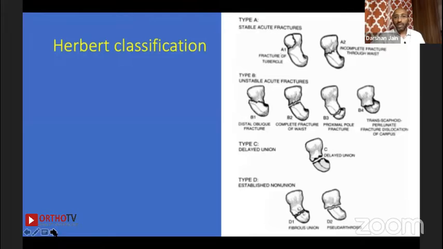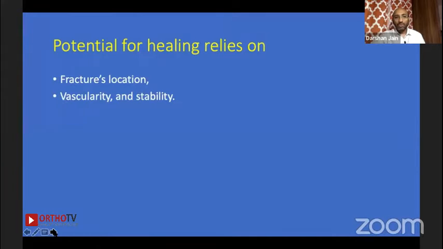Another classification is by Herbert's, which is basically, as I told, based on stability. It is classified as stable acute fractures or unstable acute fractures. And further classification goes into C and D, which are delayed union and established non-union. So what does the potential for healing depend on? Basically, it dictates the fracture location, vascularity and stability. These three things govern the uniting nature of the fracture.